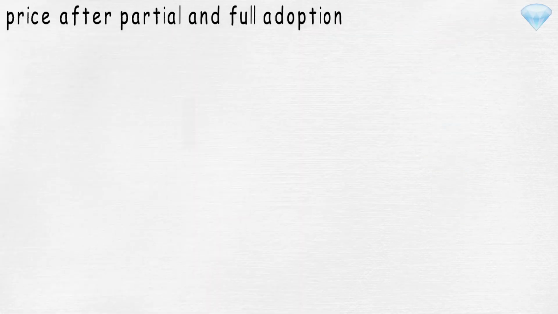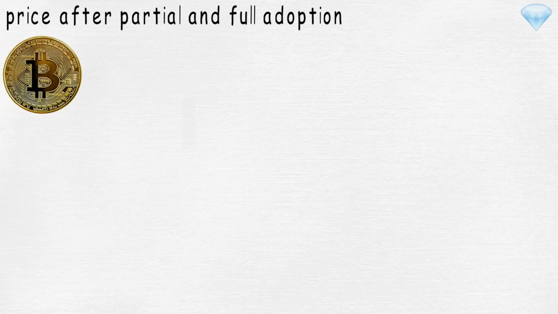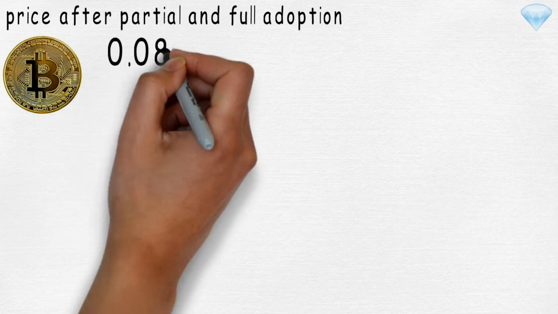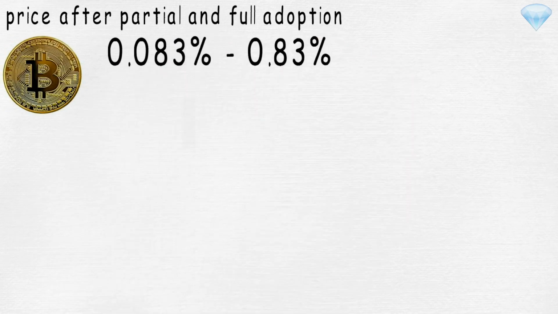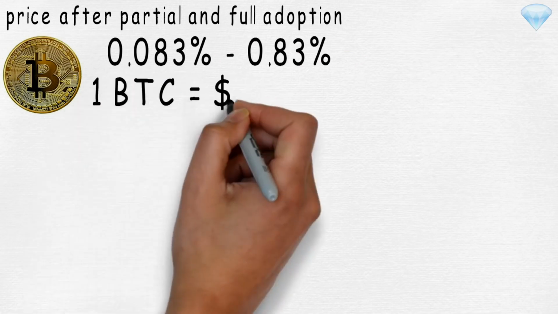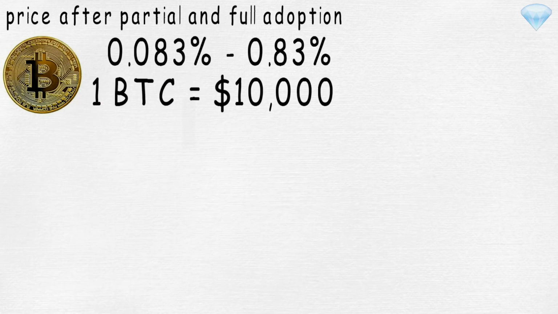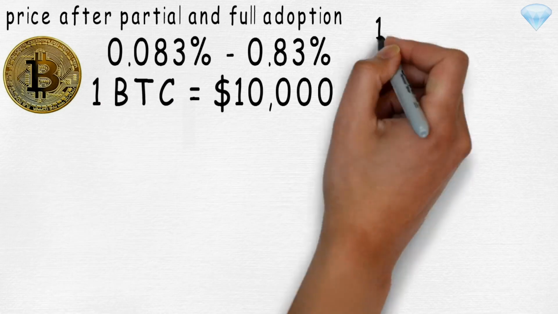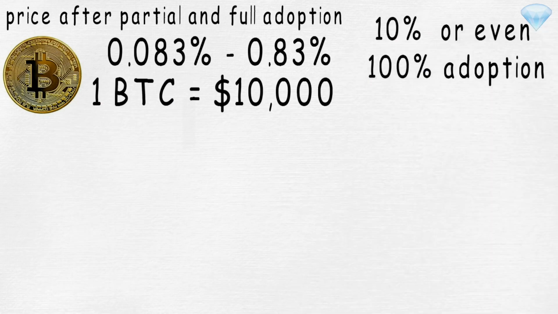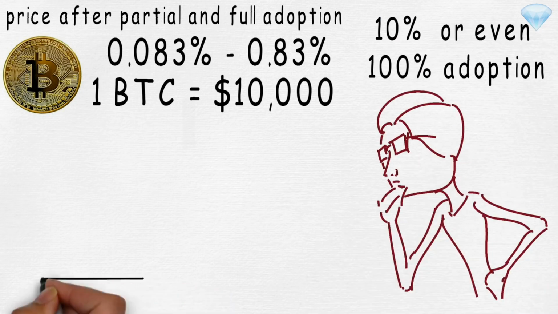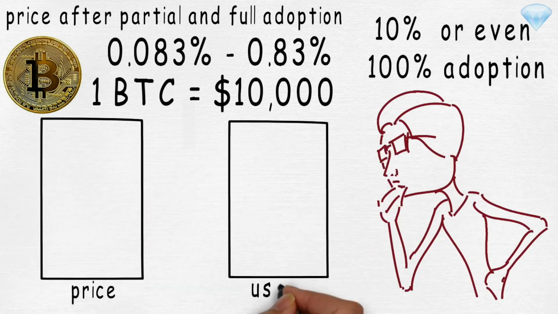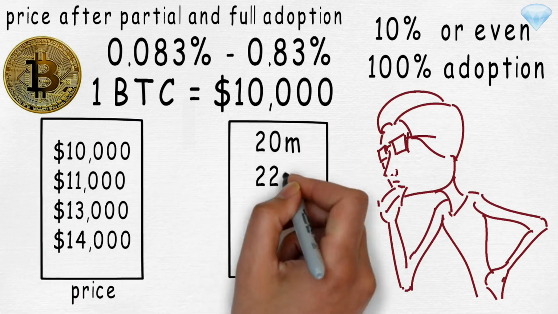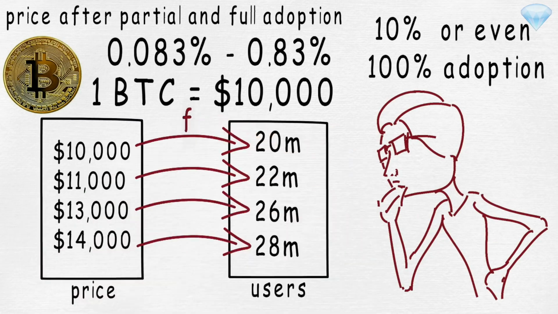Price after partial and full adoption. So we have approximately Bitcoin adoption in the interval of 0.083% and 0.83% respectively. With this calculated adoption, real Bitcoin price is currently about 10,000 US dollars. What price we can see if there is a 10% or even 100% adoption, assuming that Bitcoin price is a one-to-one function of a Bitcoin adoption growth, which is quite a reasonable expectation.